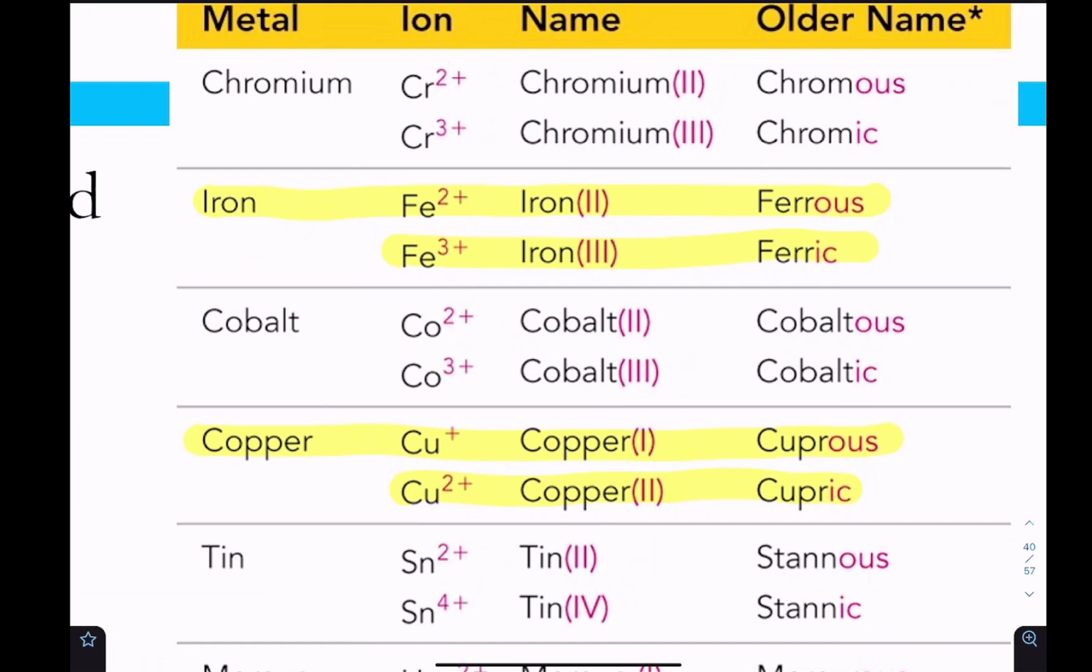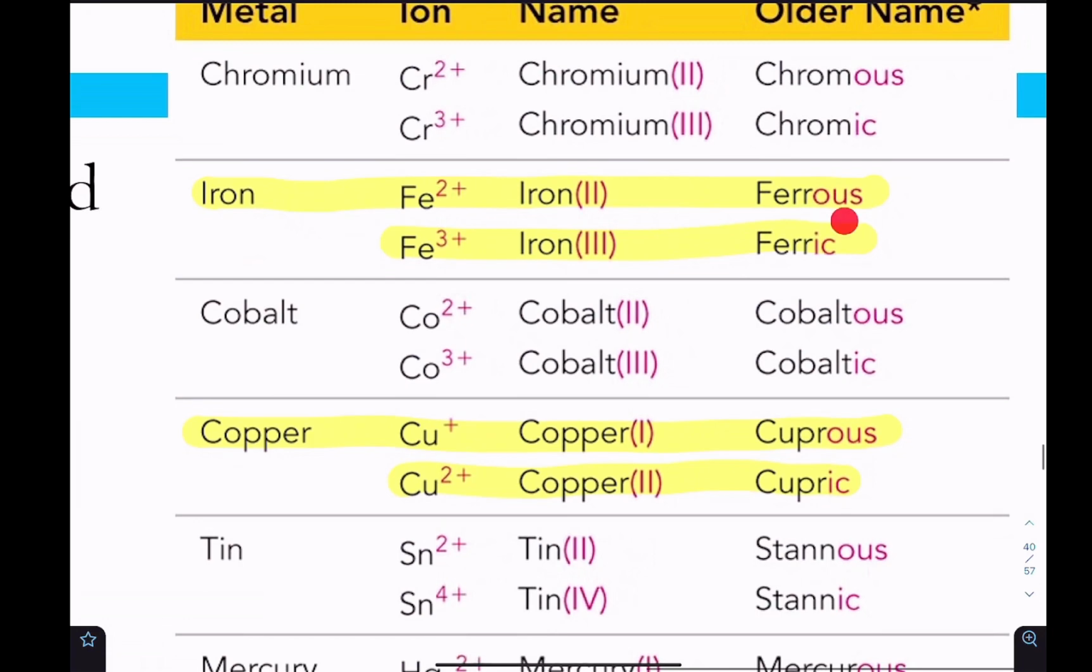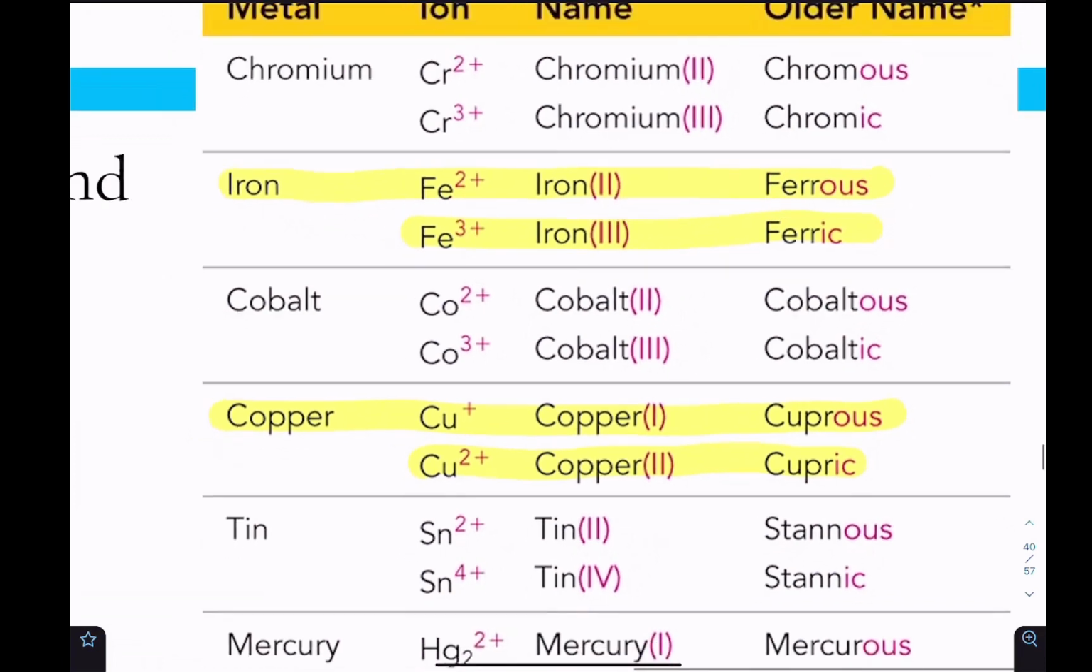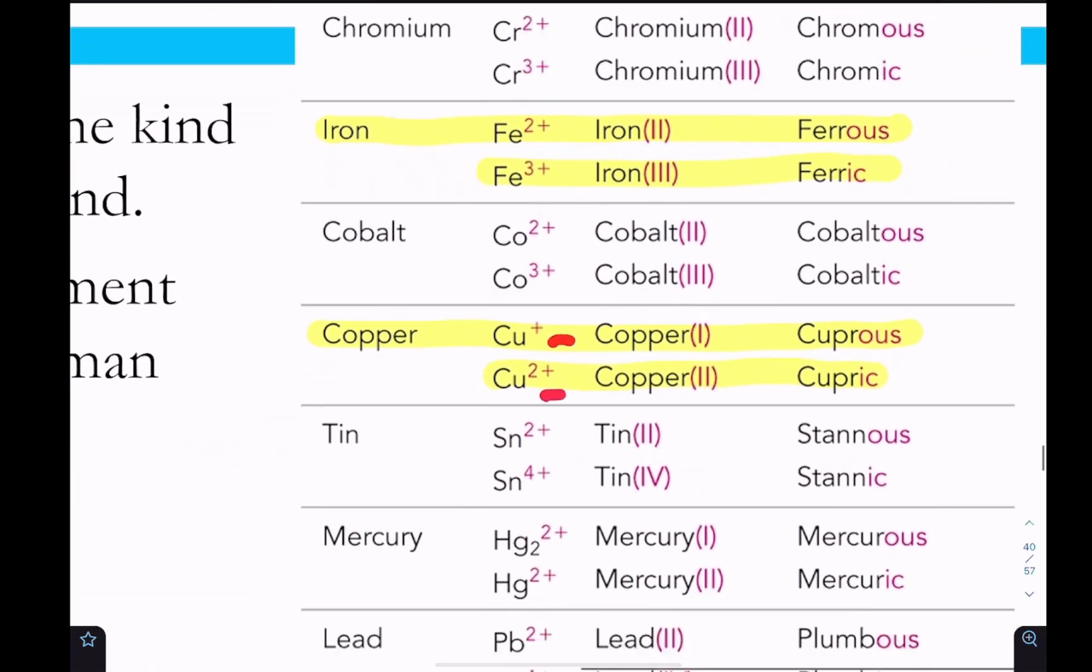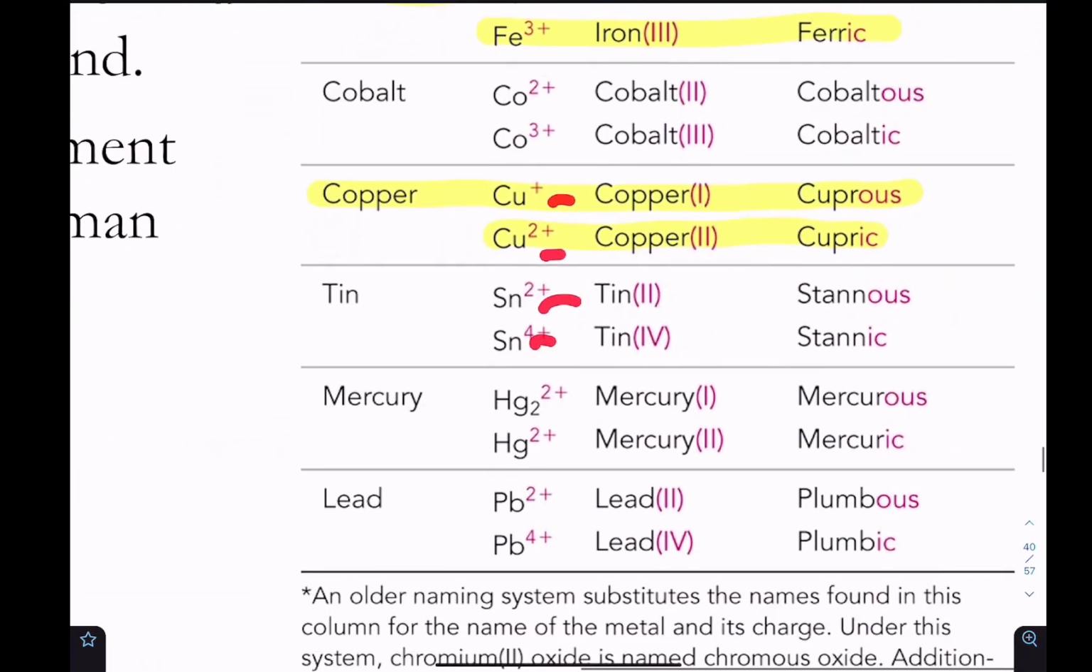One pattern to notice with these is that the ic form is always the higher charge. So ferrous is going to be 2+, ferric is 3+. Whether they form a 2+ or 3+, or a 1+ or 2+, or 2 and 4, or mercury is a weird one. This top one is actually 1+, but there's 2 mercuries.